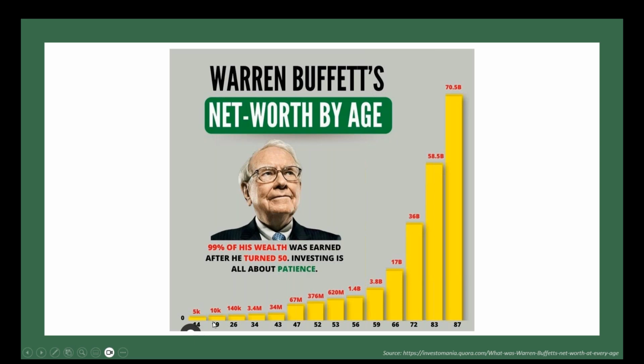And then he doubled it by age 19, tenfold by 26. I don't know how many fold by 34. Obviously, the longer you have the money, you get an exponential curve. We all know that. He started out as a hard worker, but he didn't start out wealthy. He built his wealth from 34 to 67 to 376 to 620 to 1.4 billion, 3, 17, 36, 58, 70. And he's given a ton of money away during this time period as well.